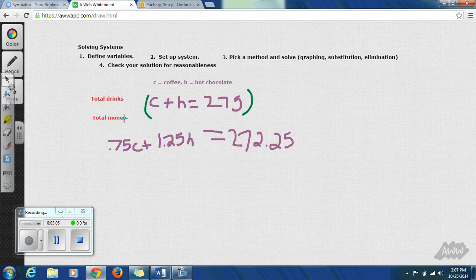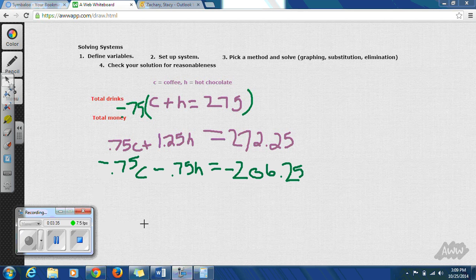So I'm thinking if I multiply this whole equation here by a negative 0.75, and I did that on purpose because when I multiply here, I'm going to get a negative 75 times C. I know that will cancel with a positive 75C when I add the two together. So let's see what this equation looks like now that we're multiplying everything by a negative 0.75. These numbers are easy because they're both just multiplying by negative 0.75. 275 times a negative 0.75 is a negative 206.25.